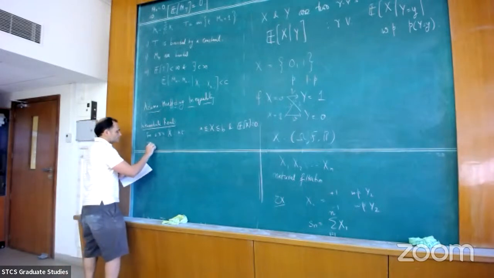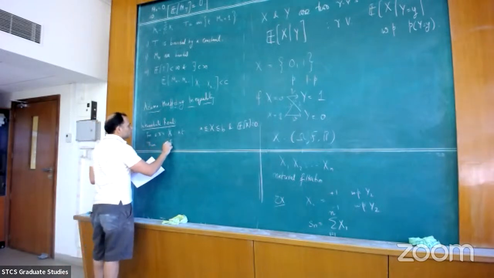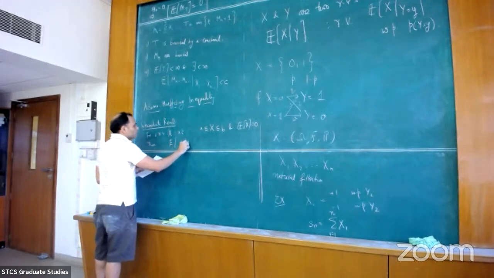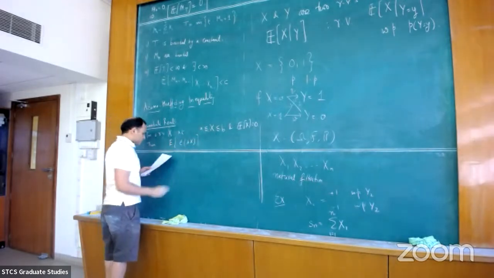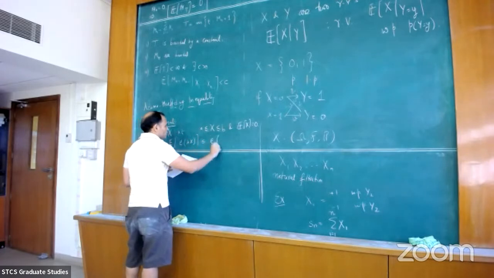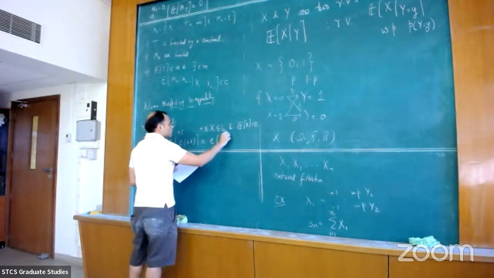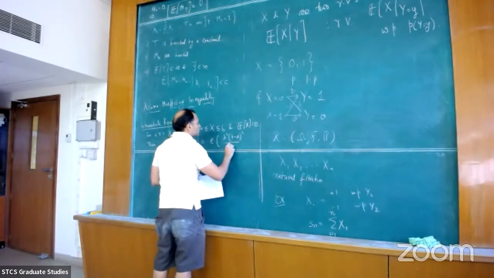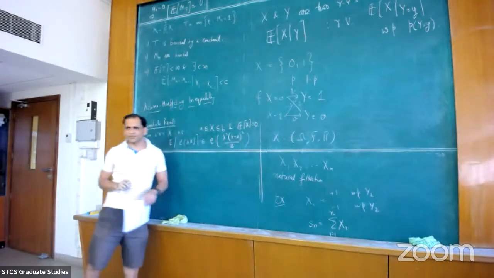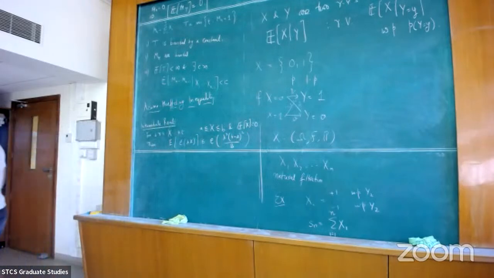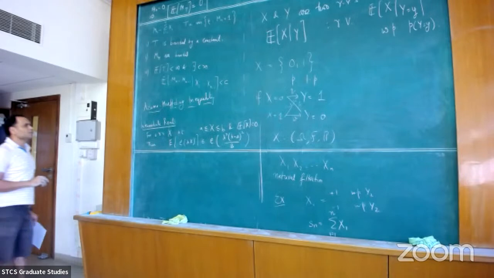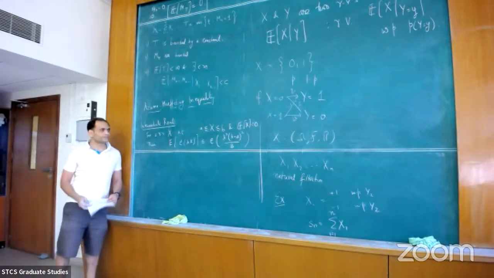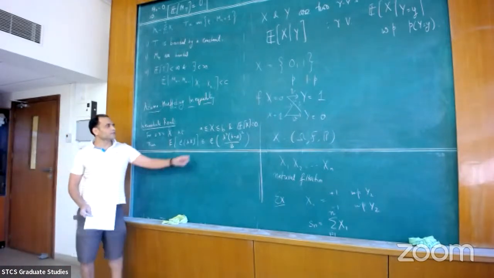Then expected value of e to the lambda x is less than or equal to e to the power lambda square (b minus a) whole square. Have you seen this before? This is called Hoeffding's lemma. This is easy to prove. Is that exponential of lambda? Yeah, e to the power.